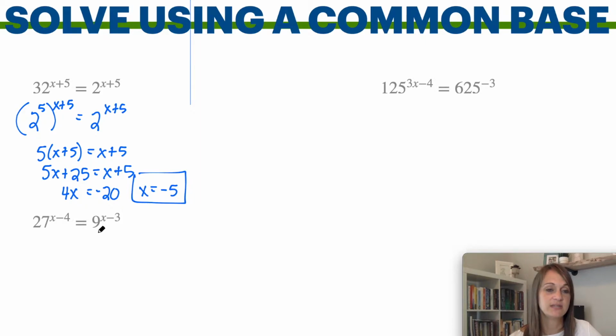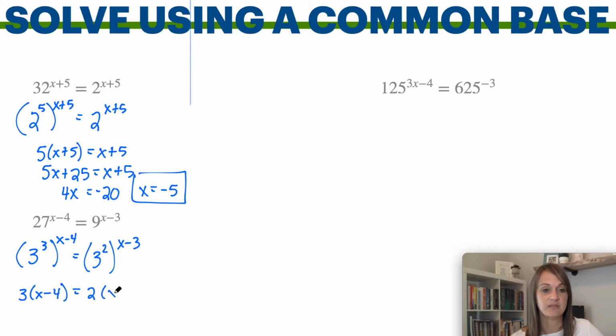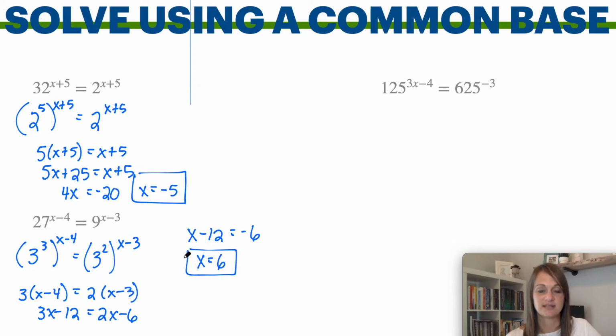Now, in this case, 27 and 9 have a common factor that goes into both of them, which is 3. So I can make the 27 become 3 cubed, and I can make 9 become 3 squared. And now the bases are the same, so I can take the exponents and set them equal to each other. So I'll get 3x minus 12 equals 2x minus 6. I will subtract 2x on both sides, and then add 12 on both sides, and x equals 6.